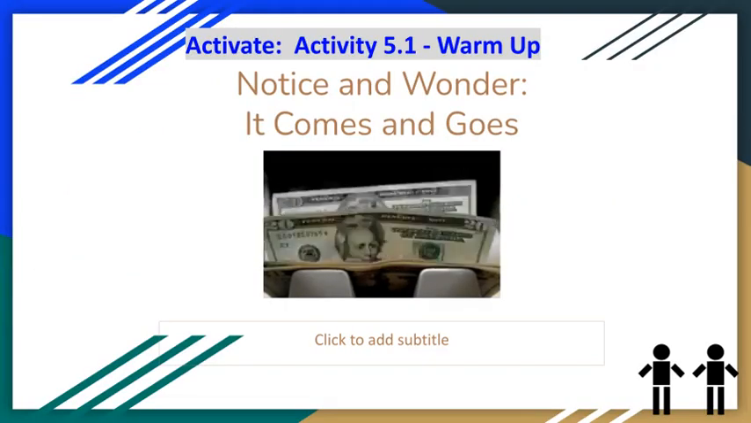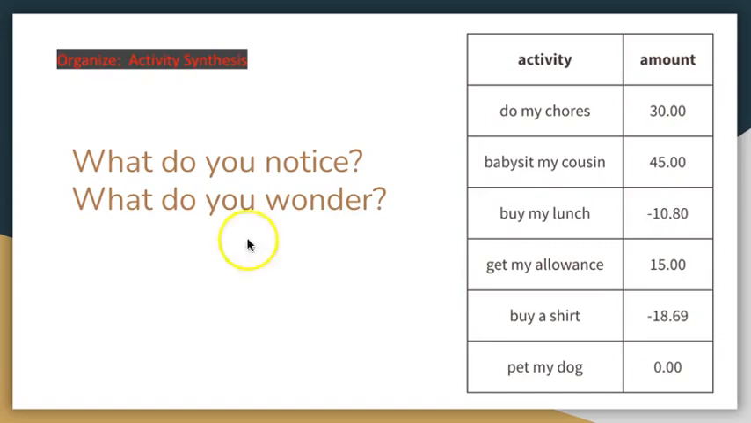All right, let's take a look at some Monday. Take a look at this chart. I hope you noticed a few things. We've got doing chores, 30; babysit my cousin, 45; buy my lunch, negative 10.80; get my allowance, 15; buy a shirt, negative 18.69; pet my dog, 0.